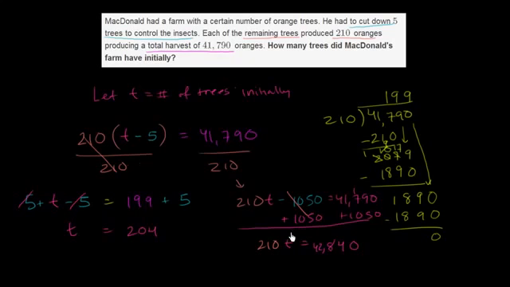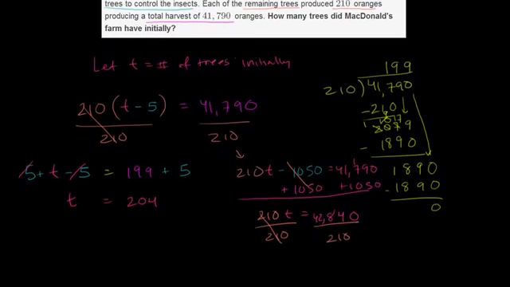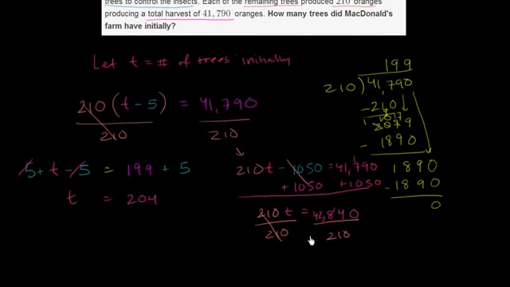You could divide both sides by 210. And now we know where this is going to go. I could do the long division again. T is going to be equal to 42,840 divided by 210, which is equal to 204.